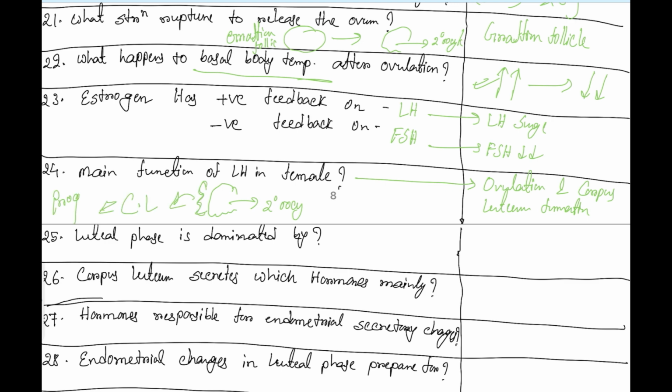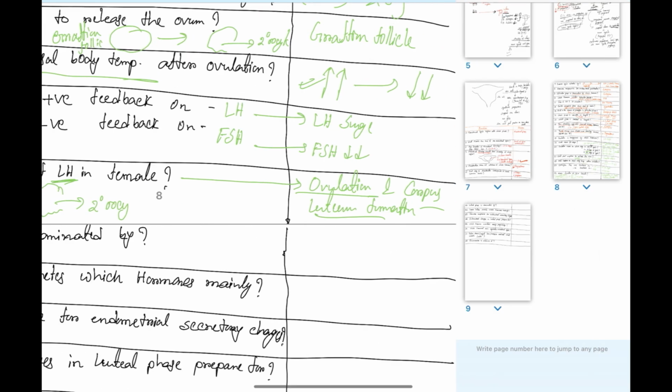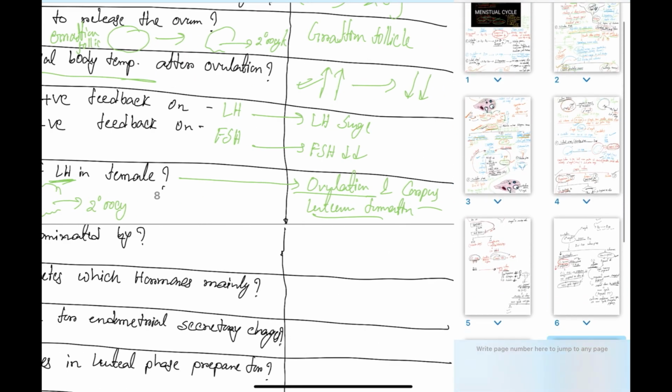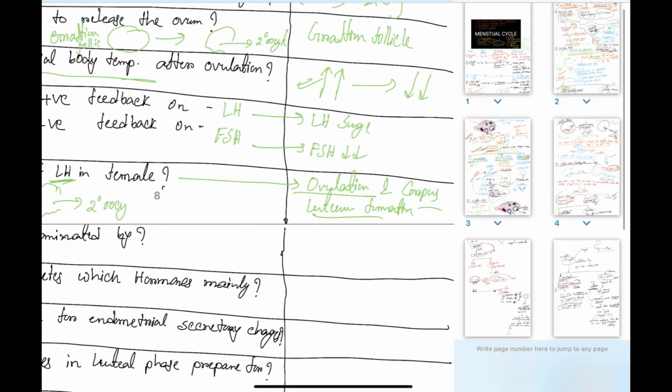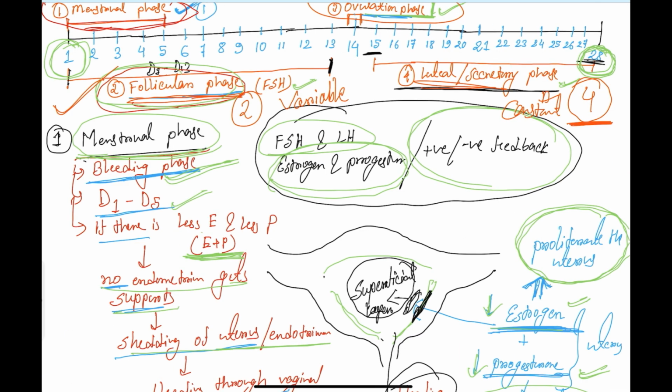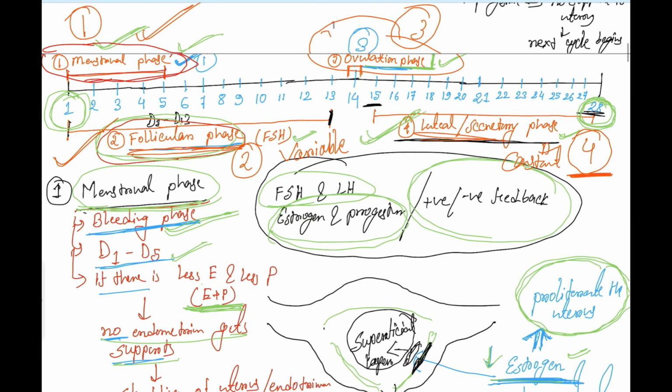This corpus luteum secretes progesterone. This progesterone is the main hormone at the last phase of the menstrual cycle, that is the luteal phase. So for that, corpus luteum formation is important. So what is the function of the LH hormone? Ovulation and corpus luteum formation. Okay, now that's all about the ovulation phase. Again, we will come to the last phase of your menstrual cycle, that is your luteal phase.